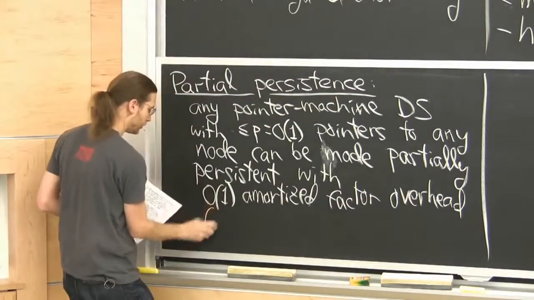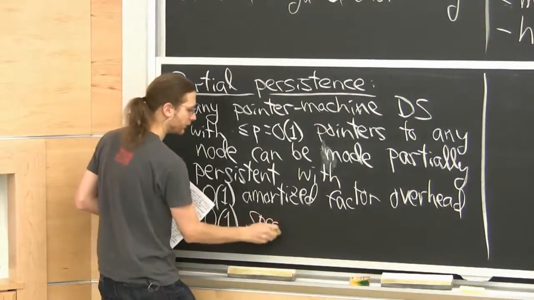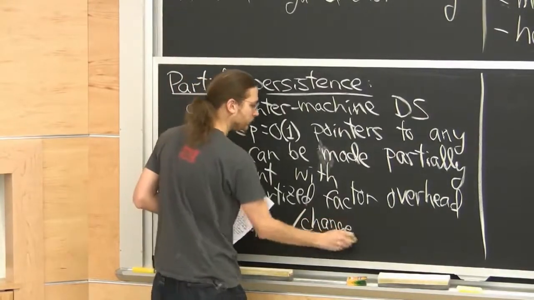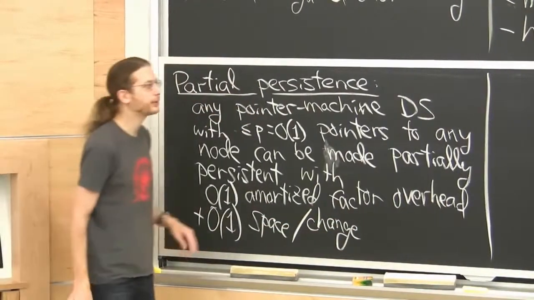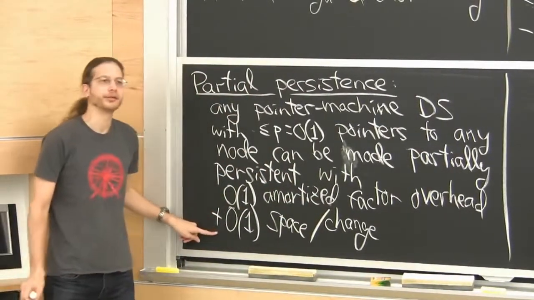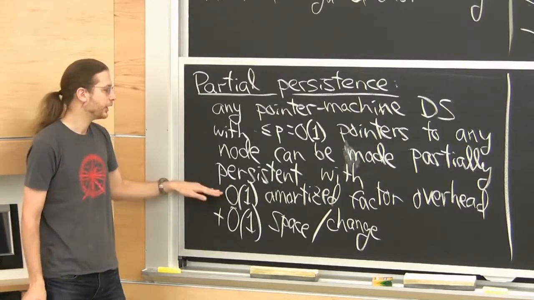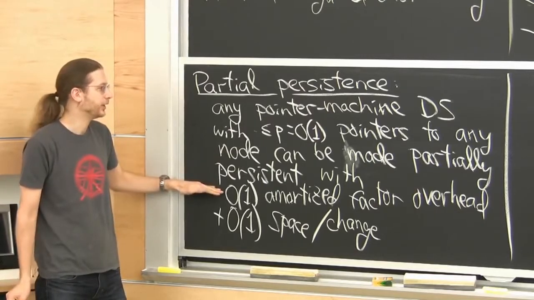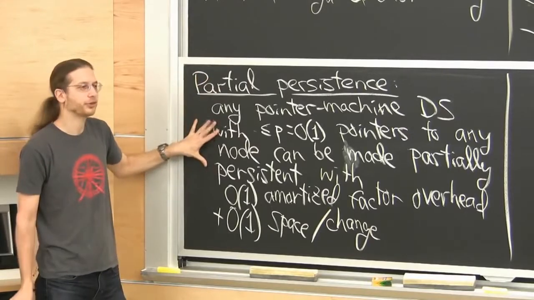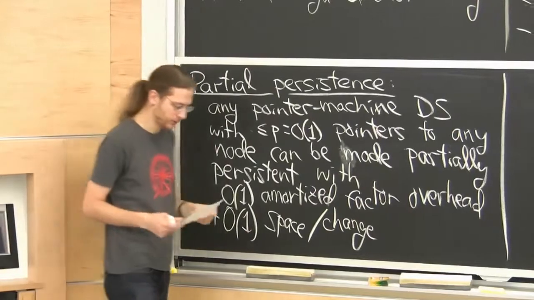And constant amount of additive space per change in the data structure. So every time you do a modification in your pointer machine, you set one of the fields to something, you have to store that forever. So, I mean, this is the best you could hope to do. Got to store everything that happened. Pay a constant factor overhead. We're theoreticians, that doesn't matter. Then you get any data structure in this world can be made partially persistent. So that's nice. Let's prove it.